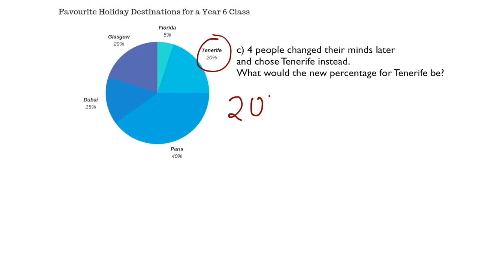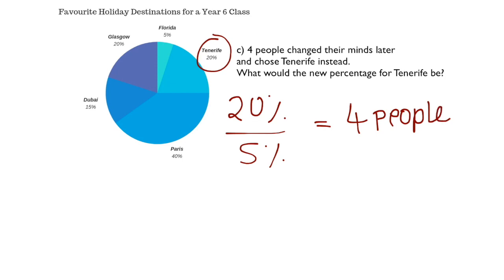So how many people is that? Well, we know that one person is 5%. So 20% divided by 5% is 4. So that is 4 people. And as we know, Tenerife, 20% equals 4 people. An extra 4 people would mean an extra 20%. So overall, Tenerife would represent 40% of the whole pie chart.